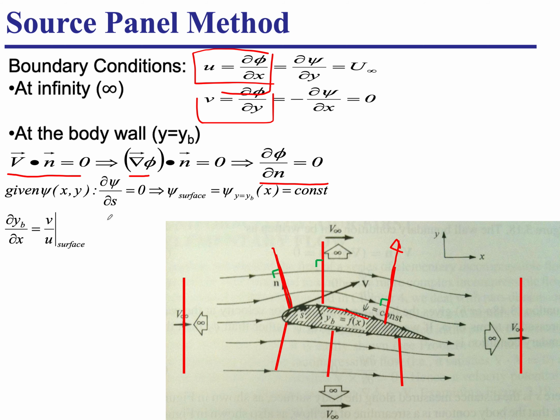And we can write something similar in terms of the stream function: the stream function on the surface is also a constant. That streamline is a constant value of the stream function. And here we write that the velocity vector is tangent to the surface of the airfoil. So the surface of the airfoil and the velocity vector are tangent to each other.